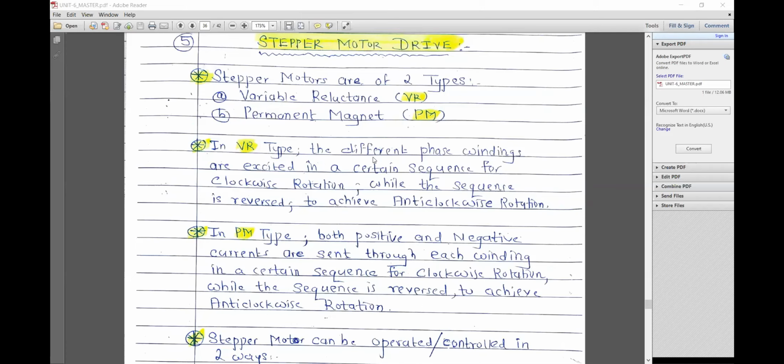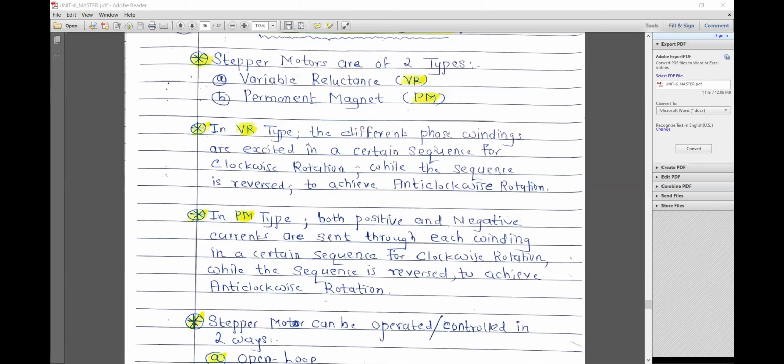To understand this, in a stepper motor there are minimum 4 windings: winding 1, winding 2, winding 3, and winding 4, which you can denote as W1, W2, W3, and W4. So in variable reluctance type, these windings are excited in a certain sequence, then it will rotate in clockwise direction. Same sequence is reversed, it will rotate in anti-clockwise direction. Is it okay? Okay, sir.